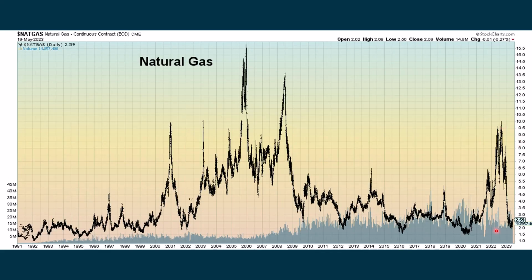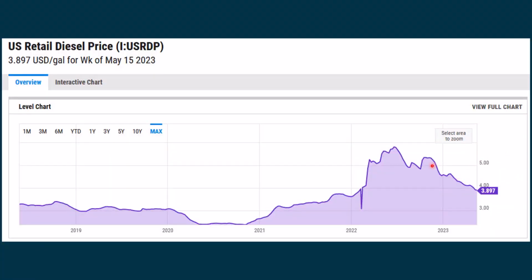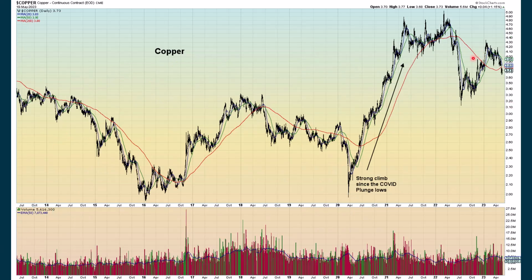Natural gas, which is coming back up after it really declined. Oil, which has been right around the 70 or a little bit above level. And diesel, which also continues to decline. Lumber, which is also in an overall decline. Copper, which is still in an uptrend, but starting to show some weakness.